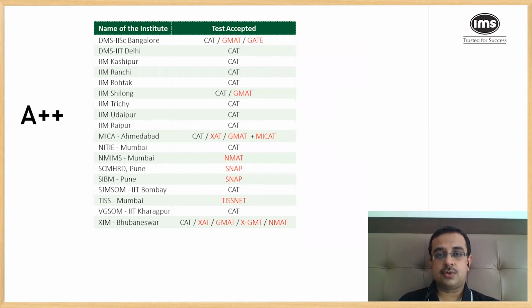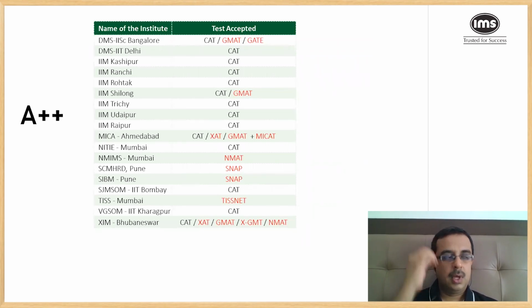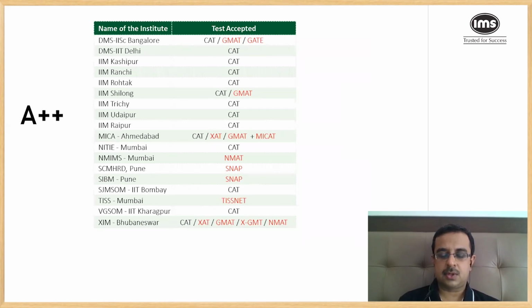TISS, right, the Tata Institute of Social Sciences, again one of the premier institutes in India, especially if you're considering making a career in the field of HR, social sciences, or anything like that, right? Then it conducts its own test called the TISNET. XIMB, that is Xavier's in Bhubaneswar, accepts all of these different tests.